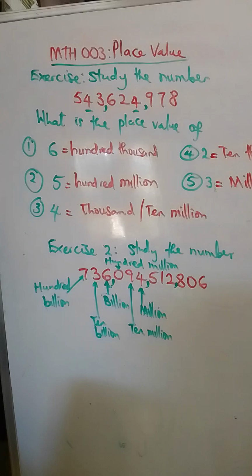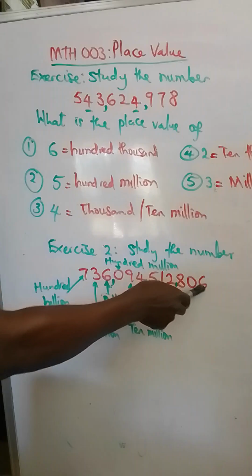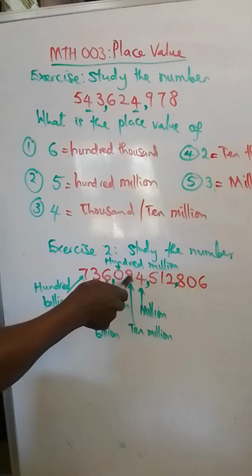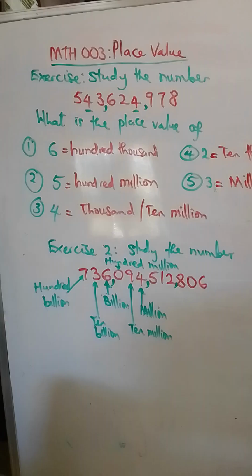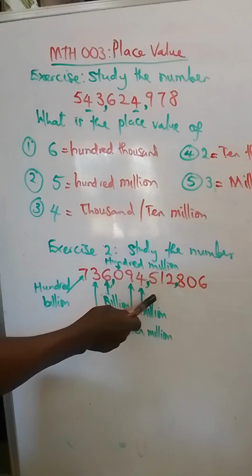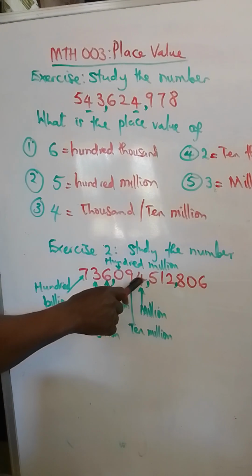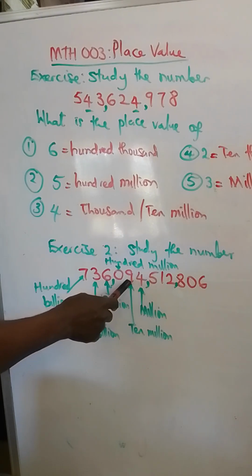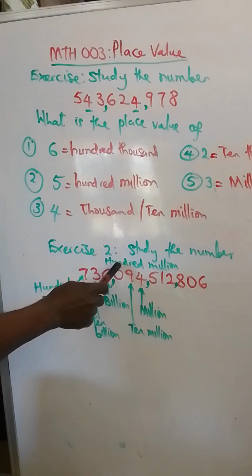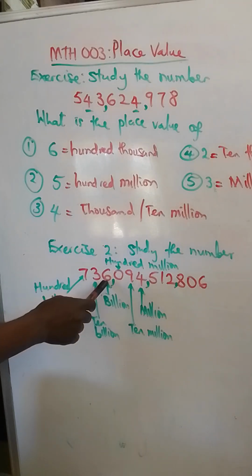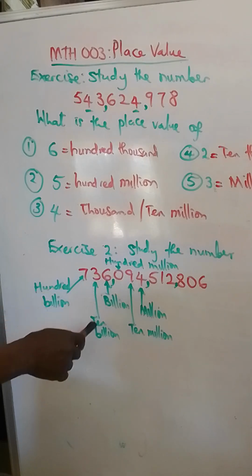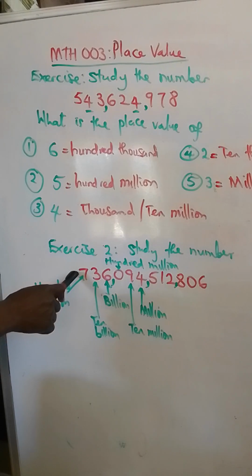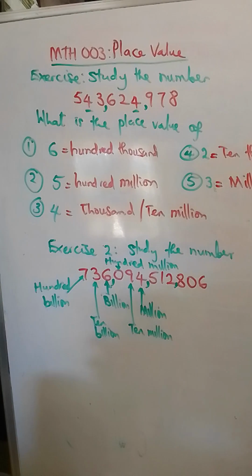Now, let's say we have more than 9 digits. We have 12 digits now. 1, 2, 3, 4, 5, 6, 7, 8, 9, 10, 11, 12. 12 digits. So immediately after your 1,000, you get to the place value called million. After million, you have 10 million. After 10 million, you have 100 million. And then immediately after 100 million, the next digit is called billion. And after billion, you have 10 billion. And the 12th number there occupies the place value called 100 billion.